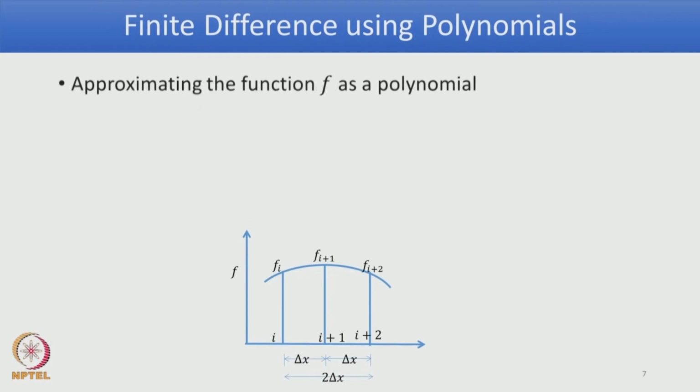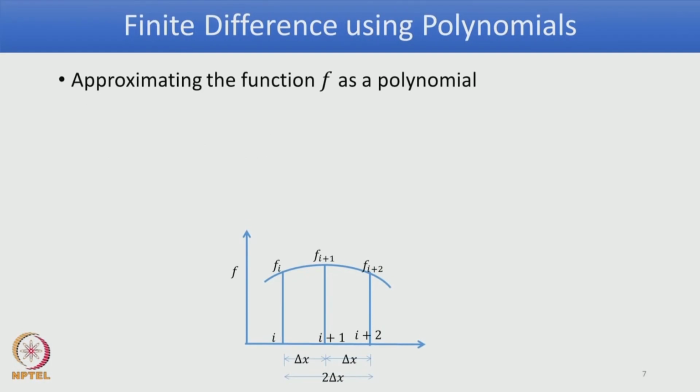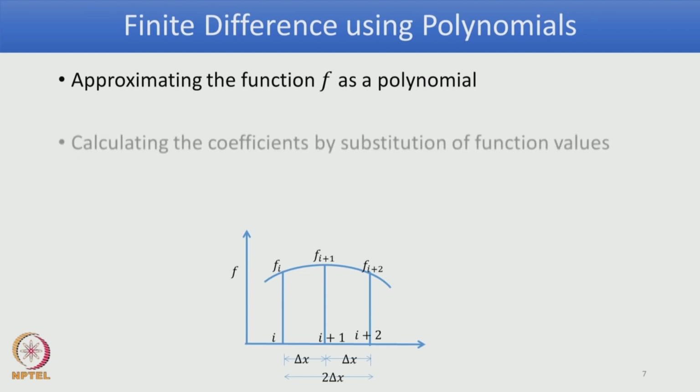We are now going to talk about the compact finite difference scheme. We will see how to obtain it by polynomial approximation. The way to do it has 3 steps. One is approximating the function f as a polynomial. When you say polynomial, the obvious question is what degree is required.